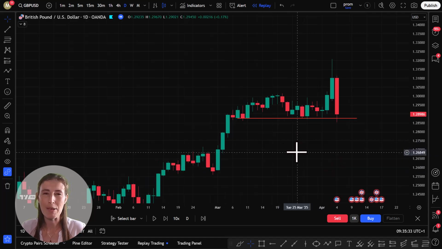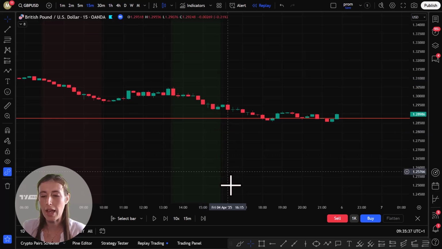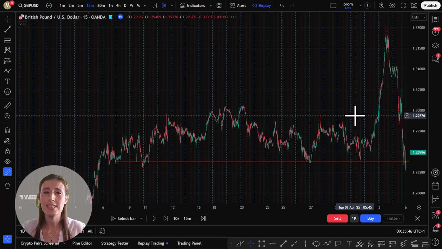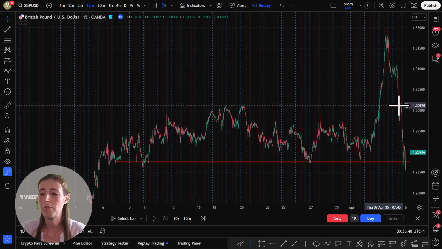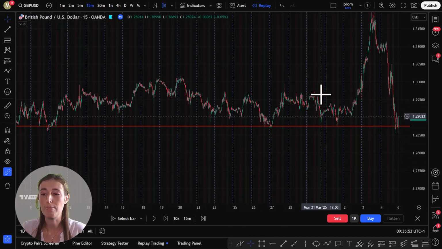And this is why I prefer to use a faster time frame like the 15 minutes, because it just gives you a lot more information. This is the same structure that we were looking at just a moment before on the daily time frame, but you can see a lot more information on the 15 minutes.